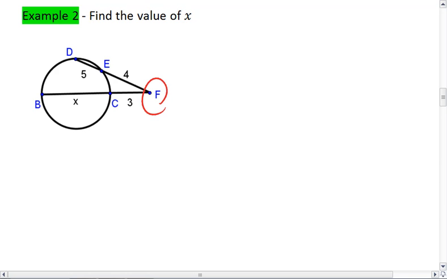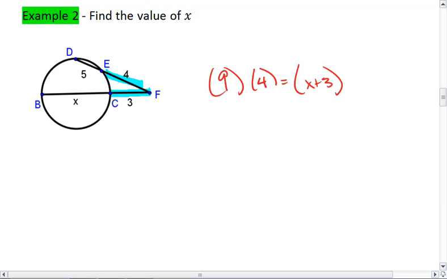So what we want to do is first pull out the lengths of the full segments. For the top secant, we have 9, and then for the bottom secant, we have x plus 3. We then want to focus on the parts of the secant that are outside of our circle. So for our top secant, we have 4, and for our bottom secant, we have 3. Now that we have the equation, the rest is just algebra.